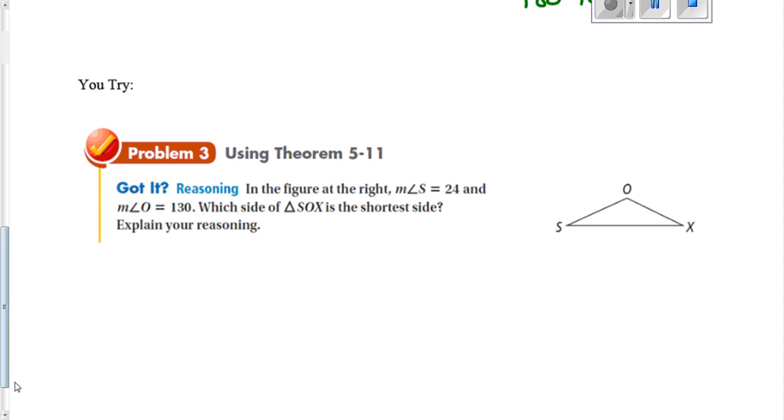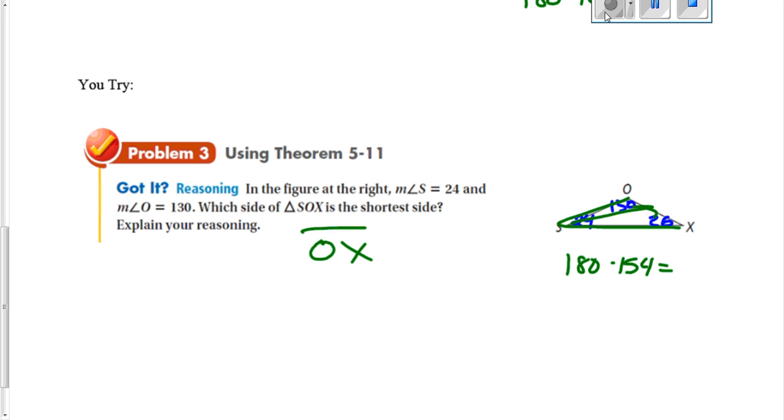All right, pause the video, go ahead on your own. Find the shortest side. Pause the video with me. All right, side OX is the shortest because when I found my angle measures, even though I can't see them, I just filled in what was given to me, 130 and 24. To find the last one, I added up 130 and 24, subtracted it from 180, and I got 26. So that means this guy's 26. Then I figured out that if the shortest side's across from the shortest angle, therefore it is over here, it's side OX. All right, moving on.